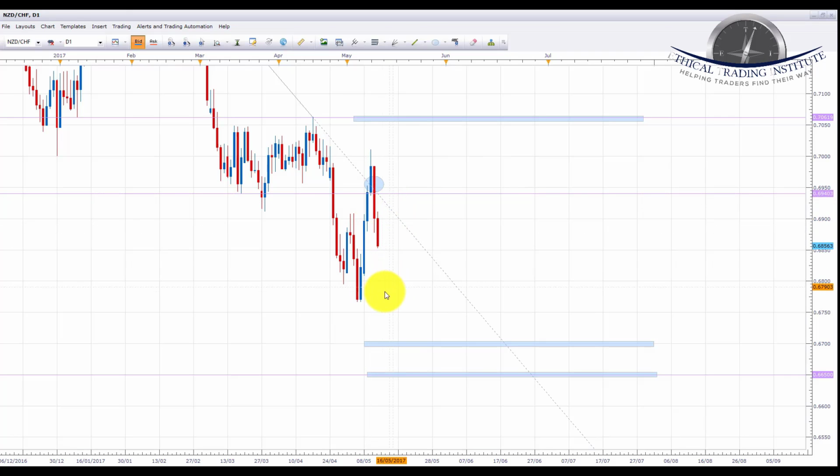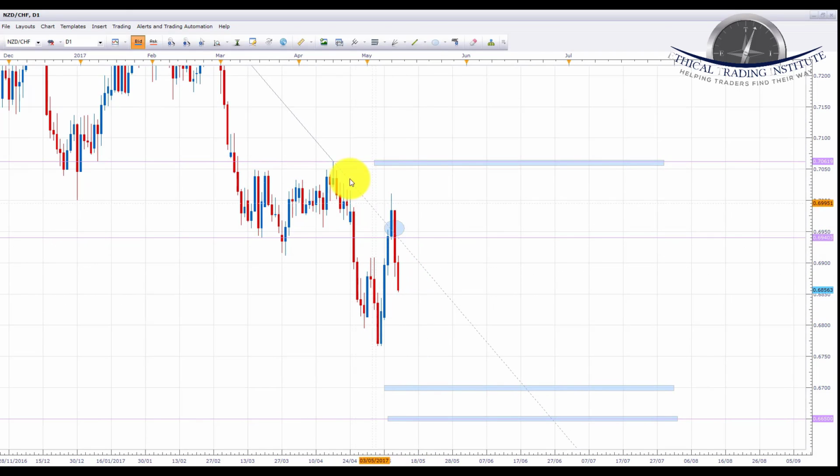If, however, we break above this downward sloping trend, then I would be looking for some accumulation in this area above this resistance of 0.6900 here, and then we can be looking at taking potentially longs up to 0.706.